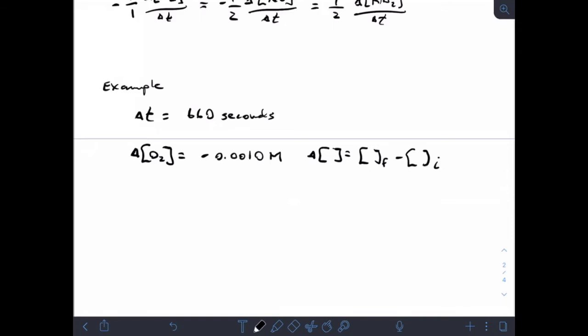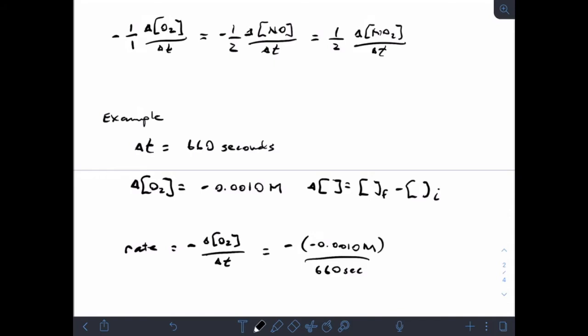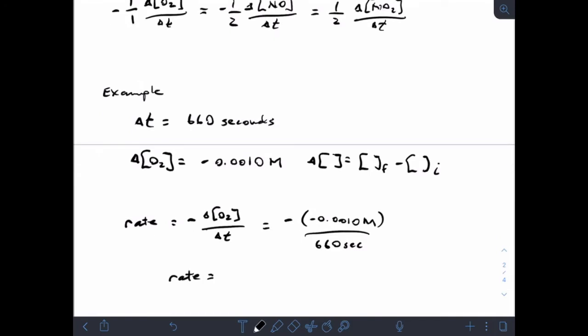So what is the rate? We want to talk about a change in concentration over a change in time. So from our example here above, the rate equals negative delta O2 over delta T, delta time. Okay. So plug in our values for this and we can get the rate of O2 disappearance. So we have negative 0.0010 molar divided by 660 seconds means the rate comes out to be 1.52 times 10 to the minus 6 molar per second.